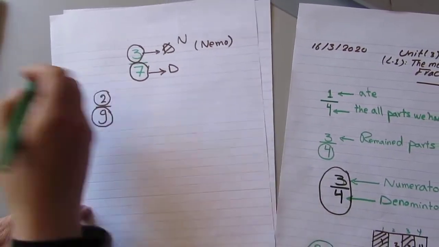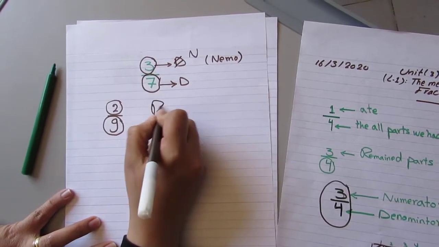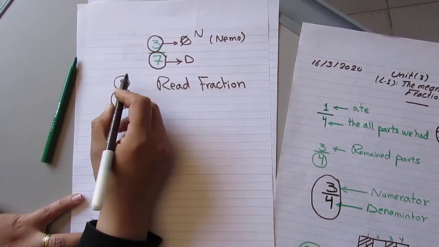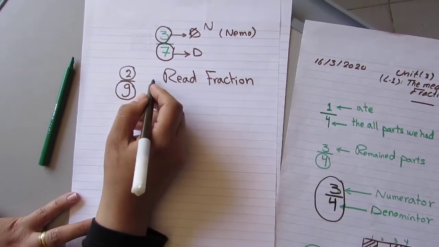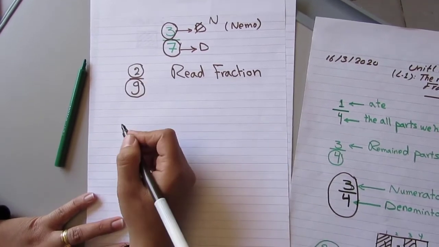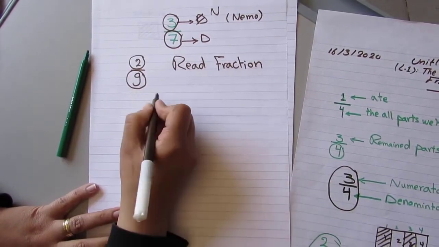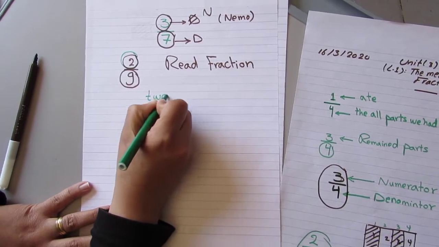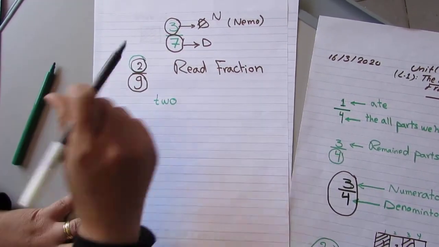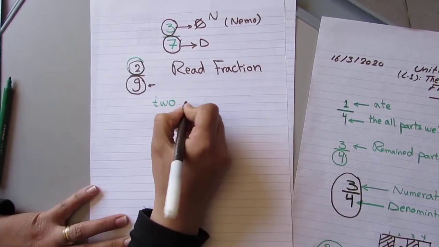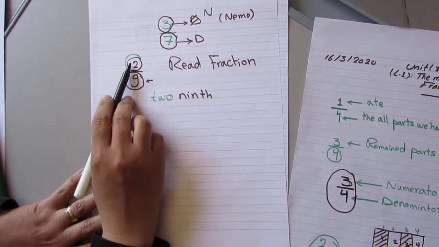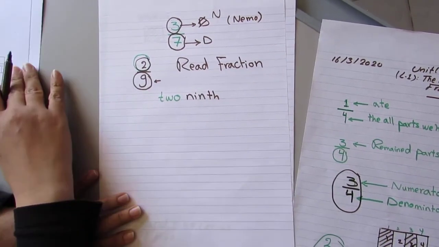Okay. Now let's go to another point, which is how to read the fraction. We said that 2 over 9 is a fraction, but we want to give it a name. We will not say 2 over 9. So what we will do, we will start again from the numerator. What we have in the numerator is 2, so we will write 2. Then go to the denominator. We have 9, but we will write 9th. So we have 2 9th.